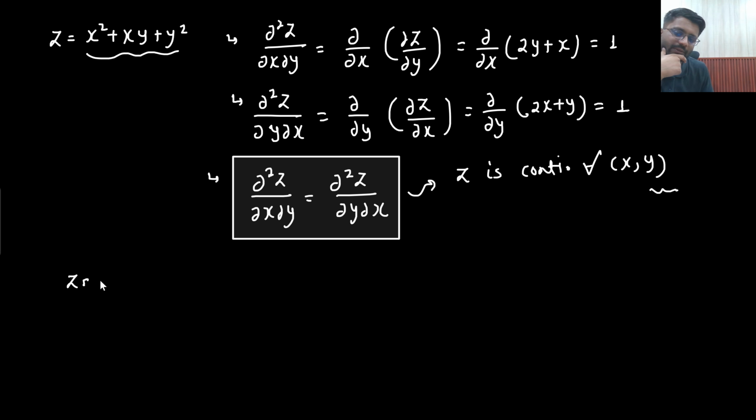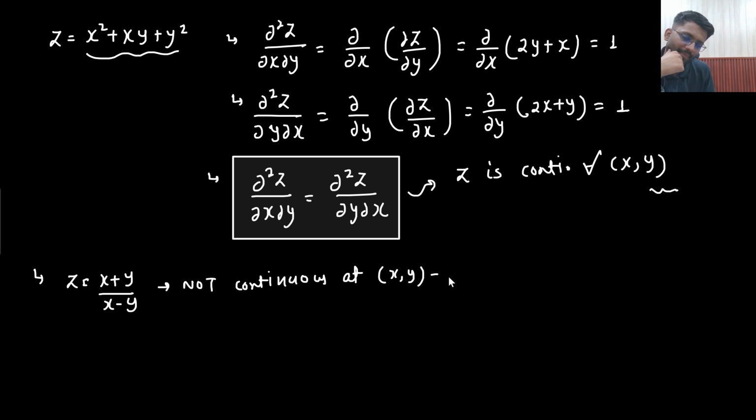But what if I define z equals x plus y divided by x minus y? Use your intuition here. Will it be continuous at 0 comma 0? No, at 0 comma 0 there will be a problem. It is not continuous at 0 comma 0. So for this function, if you find all these things, they might come equal, they might not come equal. But we will not do the differentiation. You can do it on your own if you want. But they are not continuous at 0 comma 0, so here you cannot say that this will be equal.